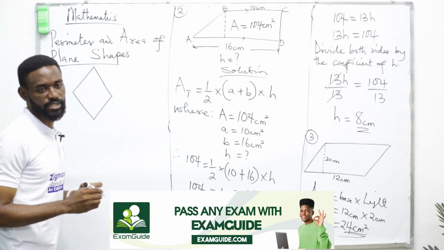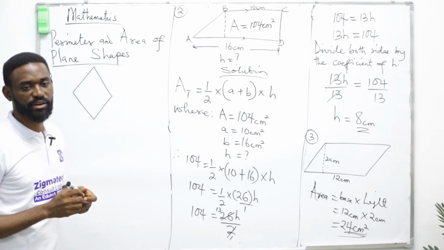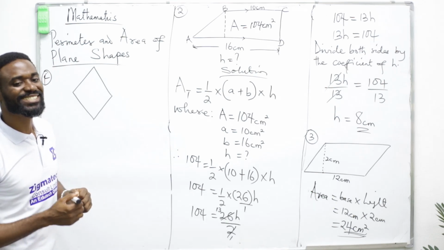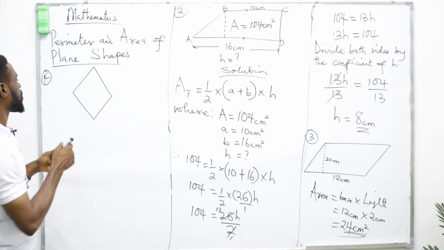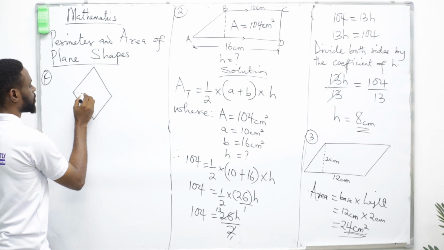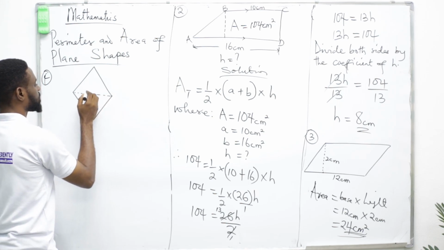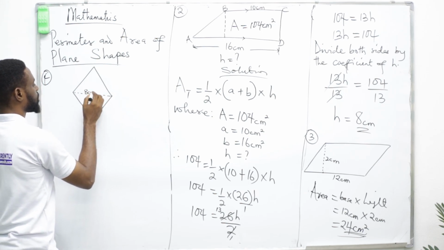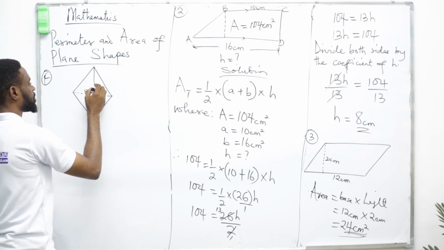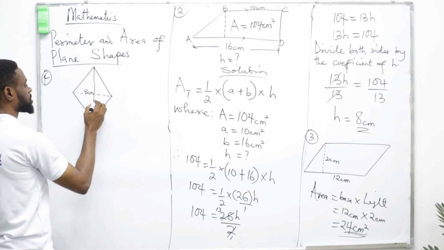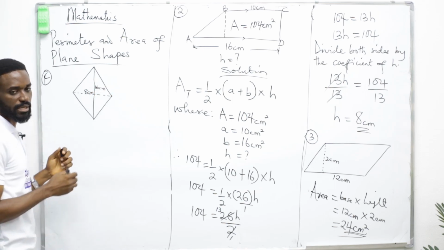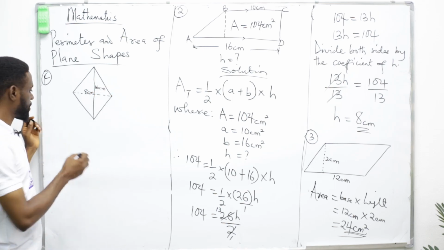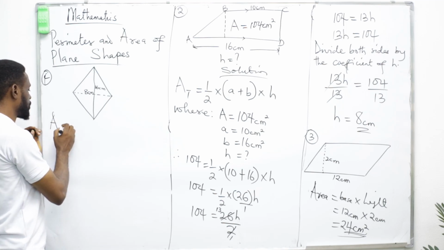Good. So they say we should calculate the area of a rhombus whose diagonals are 8 cm and 16 cm. It means the shorter one is 8 cm, while the long one is 16 cm. So remember, the area is simple.